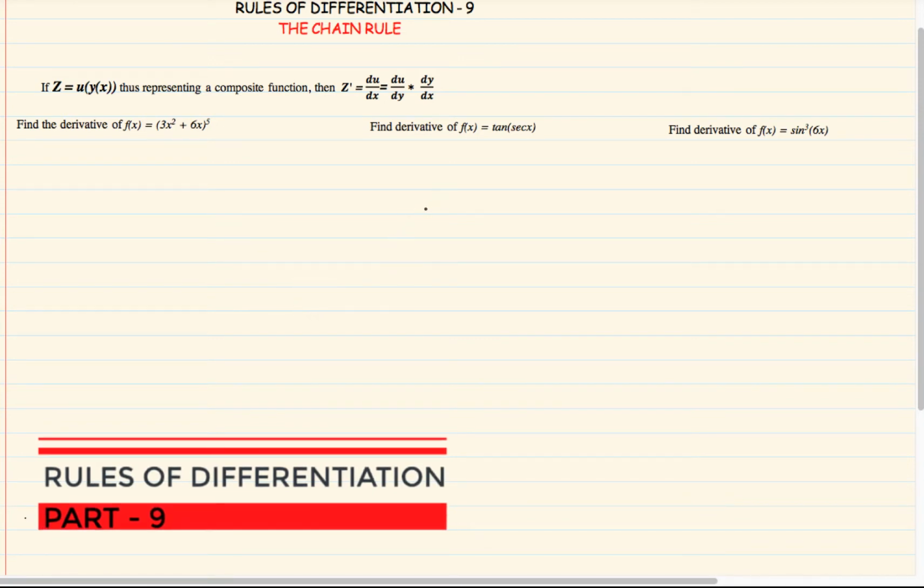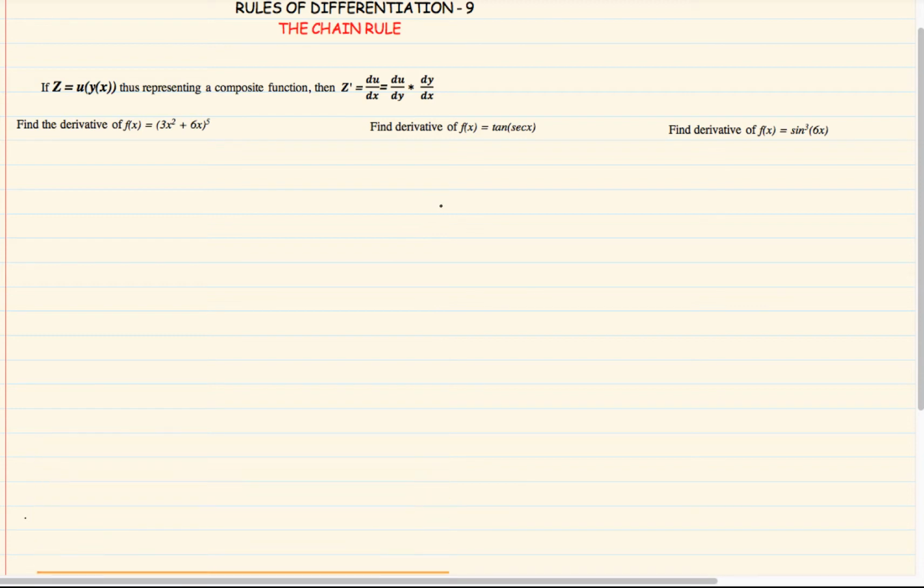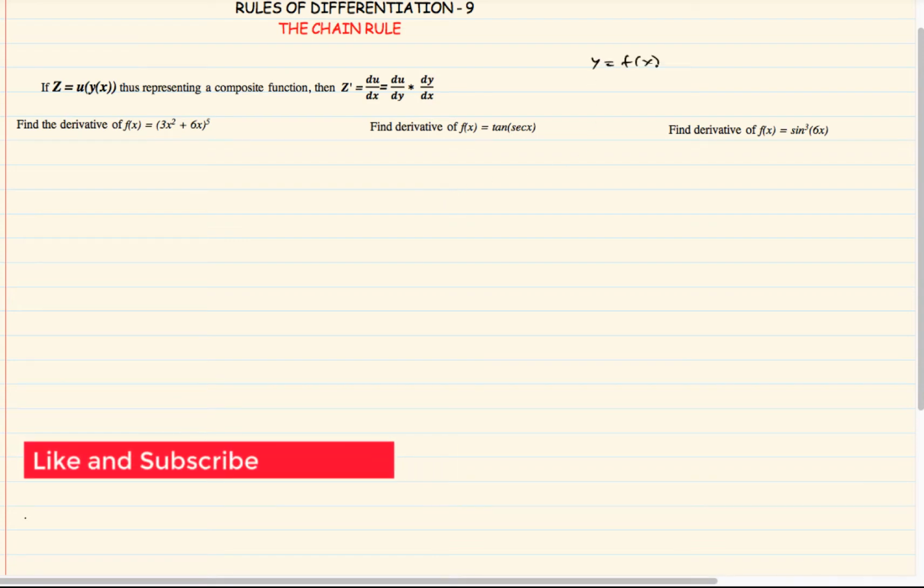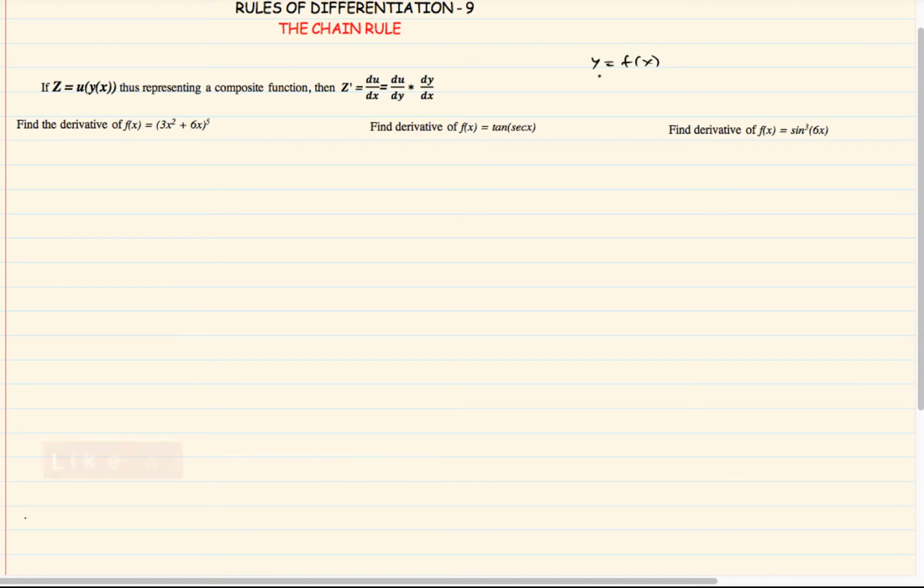Sometimes, as we know, the definition of a function is the relationship between two variables. One is dependent and another one is independent. So usually we say y is equal to f of x. What it says basically is that any change of x will affect y. So x is independent and y is dependent because it depends on x. So easily we find the derivative of this kind of functions as we've been finding thus far.